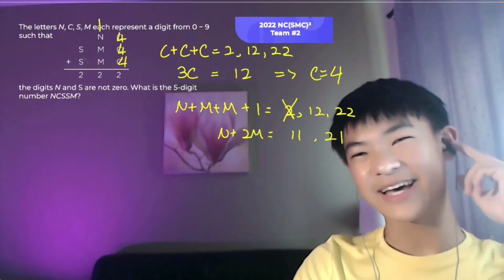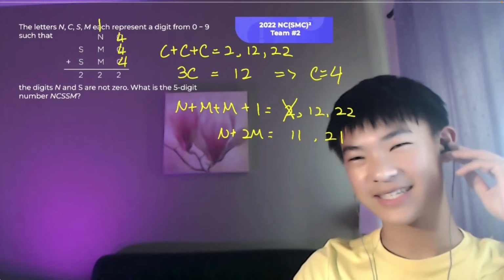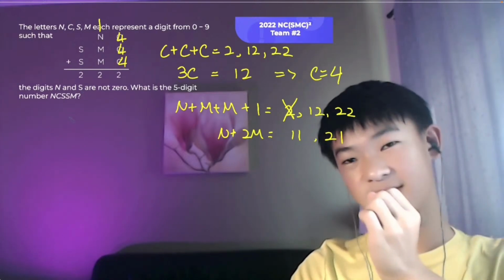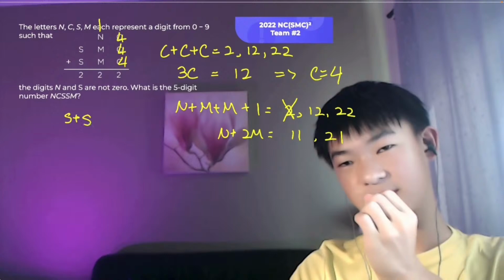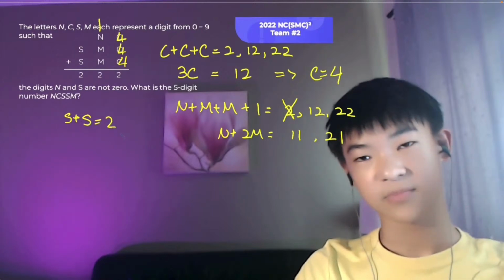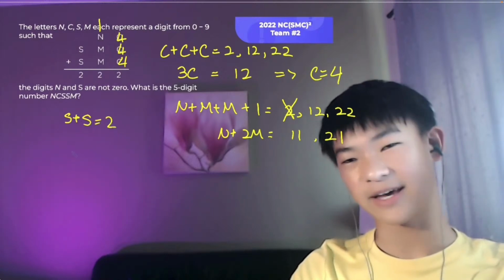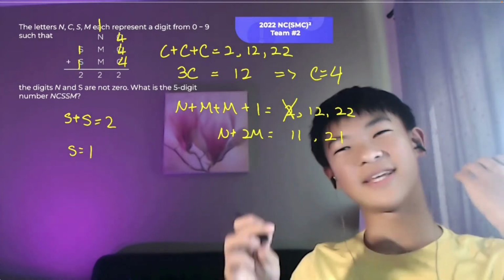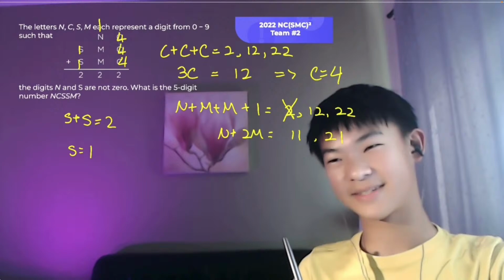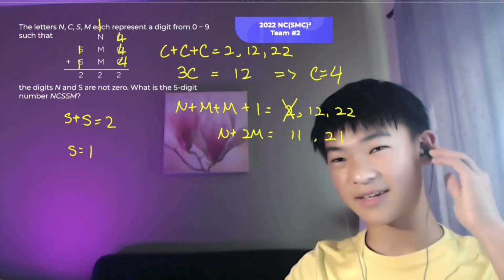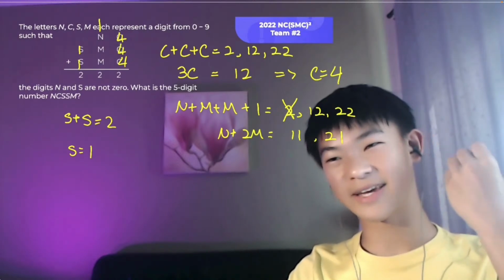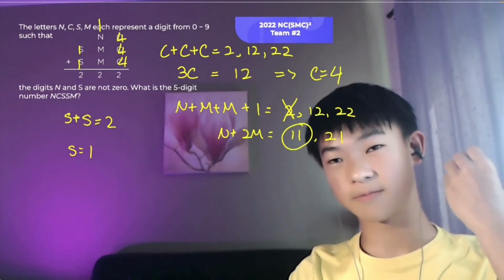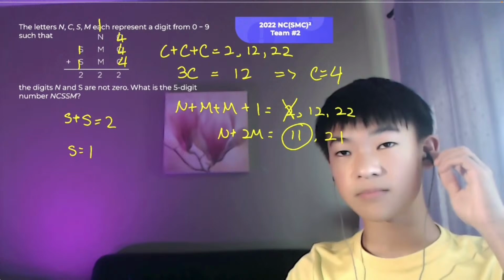But now if we look at the S column, we can see that S is not 0. So S plus S is equal to 2. And since S is not 0, we have to have that S is equal to 1. So if we replace S here, that would mean there's no carry to the hundredths place. If we look back at N plus 2M, since there's no carry, then we would have to do 11.